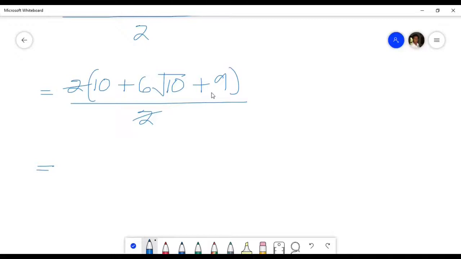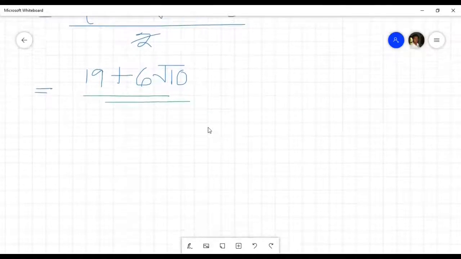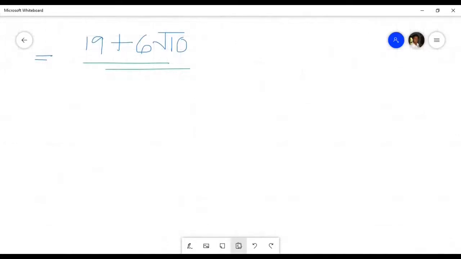We can add the real numbers. 10 plus 9, which is 19, plus 6 root 10. And this is the answer for the question. Okay, this is the solution. This is the answer for the question that we just did. So I hope you have understood it. Go back, go through it, and practice it. It's not that hard. Okay, just practice it. It's not hard. You just have to take some time to practice and do a little bit of maths.